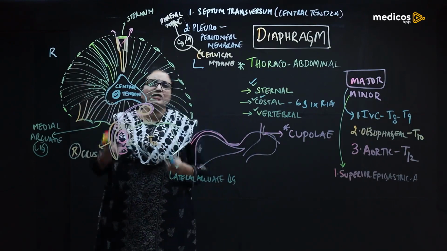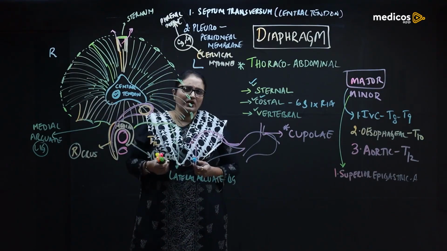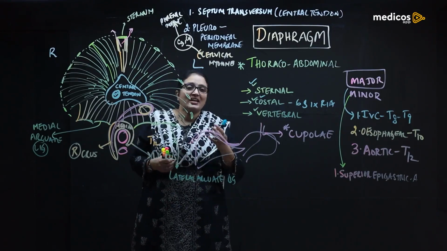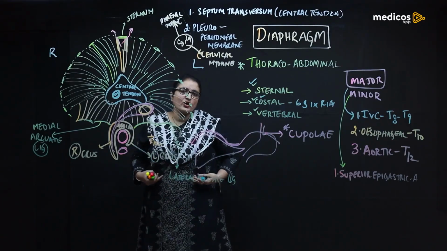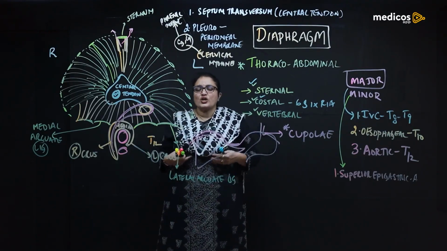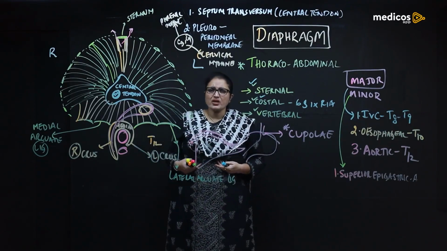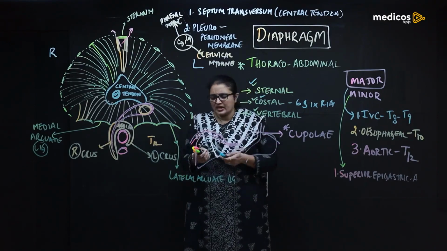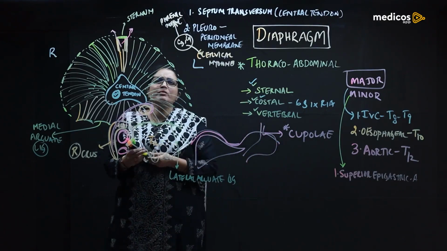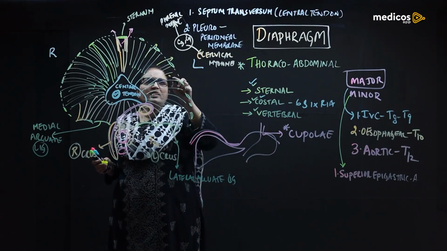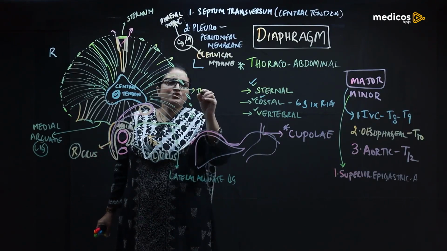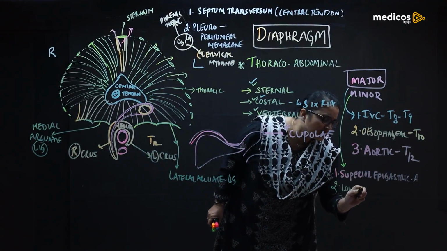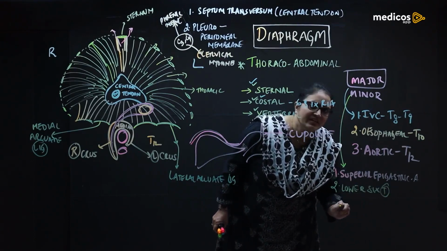Between the costal origins, the costal origins of the muscle fibers of the diaphragm interdigitate with the costal origins of the transverse abdominis. Even your abdominal muscles take their origin from the lower 6 ribs, especially the transverse abdominis. So there is interdigitation between the fibers of the diaphragm and the transverse abdominis, and there are minute spaces between them. These minute spaces allow the lower 6 thoracic spinal nerves to pass. So the next minor openings are for the lower 6 thoracic spinal nerves.